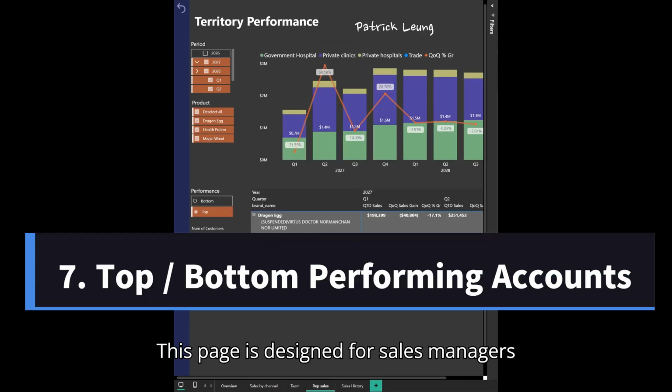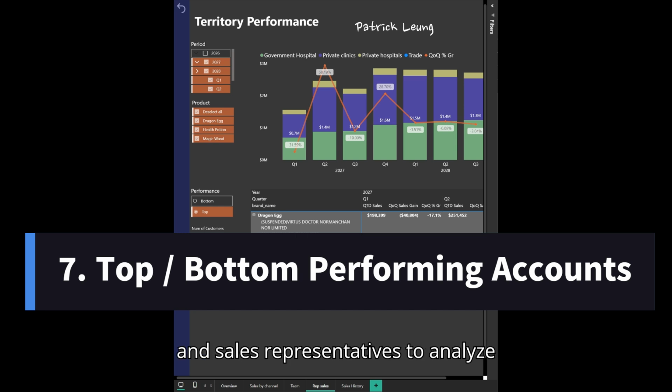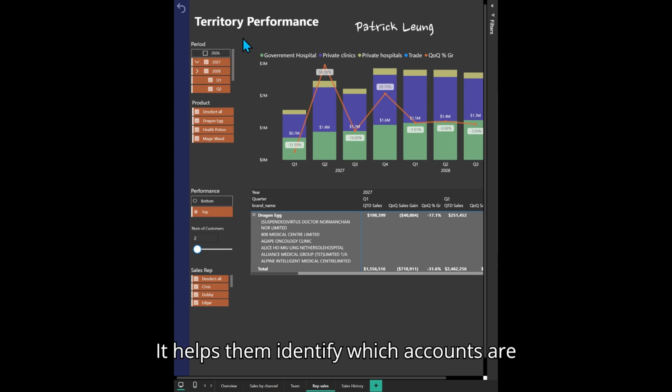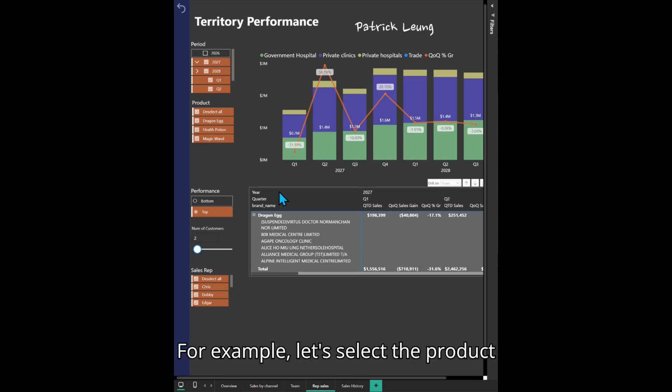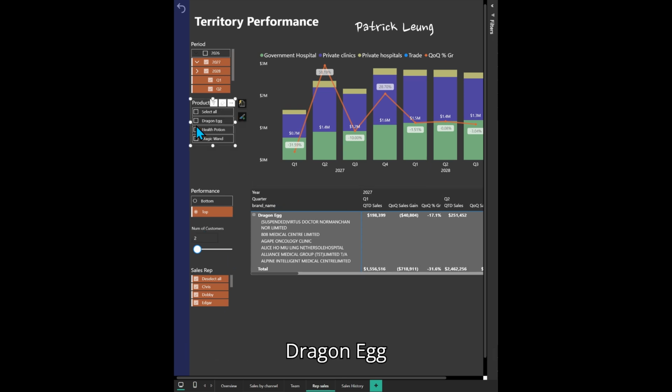This page is designed for sales managers and sales representatives to analyze territory performance. It helps them identify which accounts are performing well and which ones are underperforming. I created a filter called Performance that allows users to select the top or bottom performing customers. There is also a number of customers filter to adjust the number of accounts displayed. For example, let's select the product Dragon Egg.